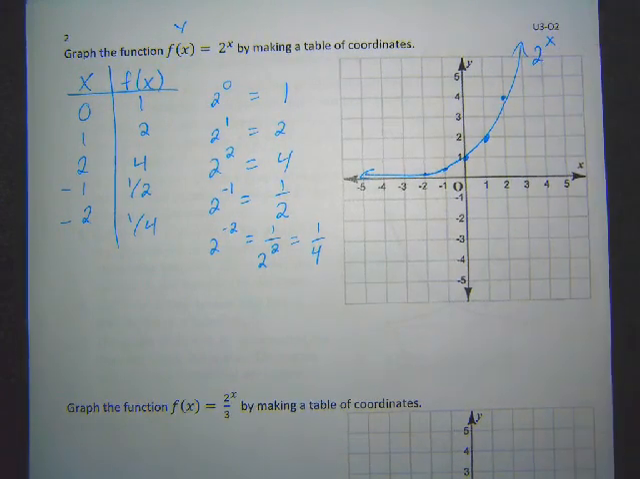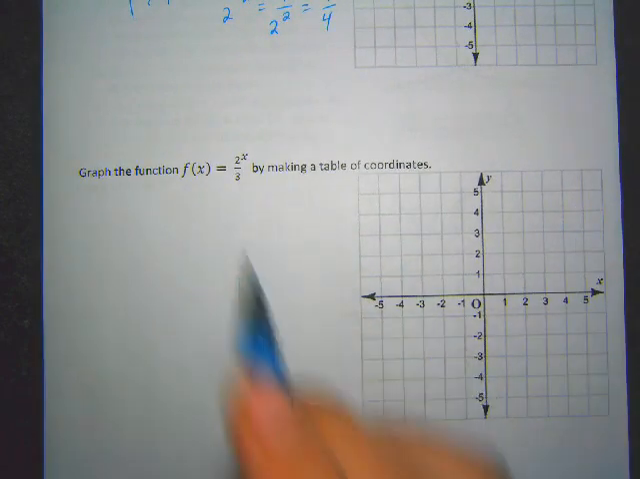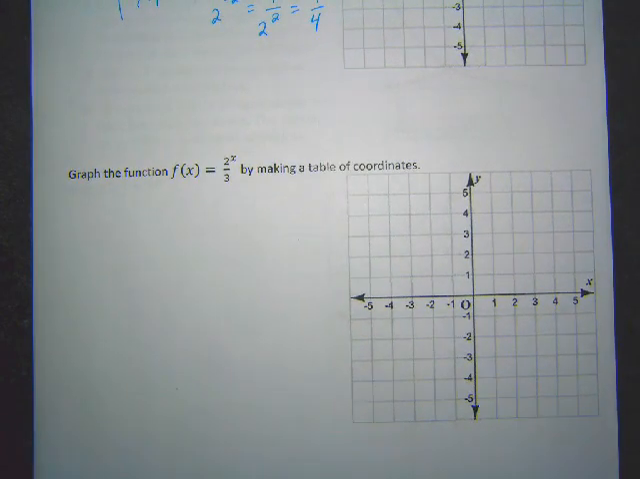Let's do one more. We're going to do 2/3 to the x. Again, the base can be any number as long as it's positive and not 1. So it can be big numbers, or it can be small numbers. It just has to be a positive number, no negatives, and it can't be 1.